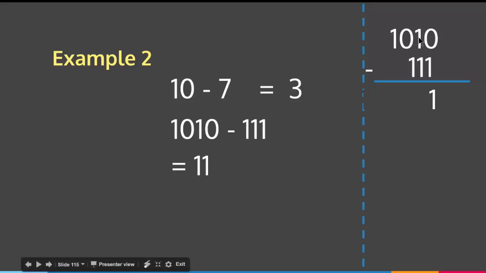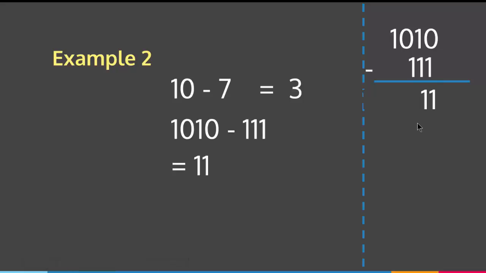Okay, and then we will give it to this 0. It's 1, however, it's 0 because we borrowed 1 from it. It will turn to 10. 10 minus 1 will give us 1, okay? And this right here has already turned to 1. So 1 minus 1 will give us 0. So 1010 minus 111 equals 11.